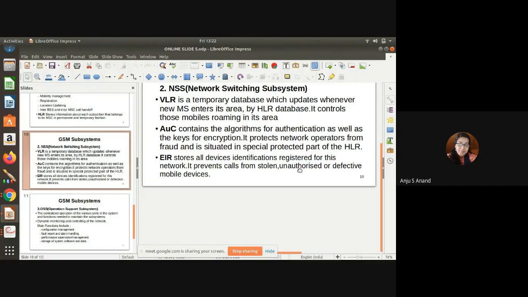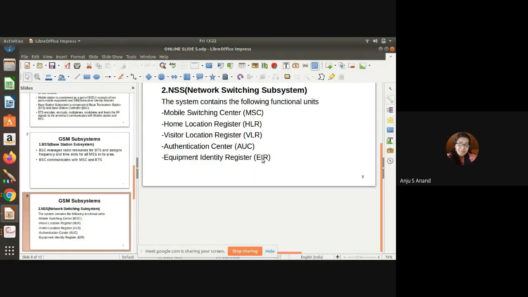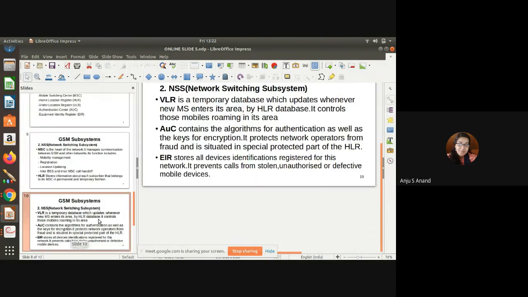Next is the EIR, equipment identity register. The EIR stores all device identification registered for this network, and it protects the network from unauthorized mobile devices. It prevents stolen, unauthorized, or defective mobile devices from being used. So it's also acting as a protecting part for our mobile data.